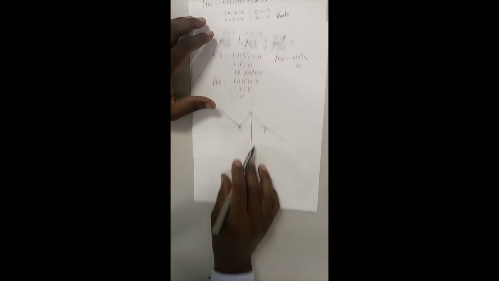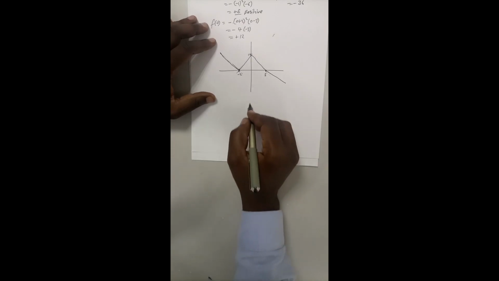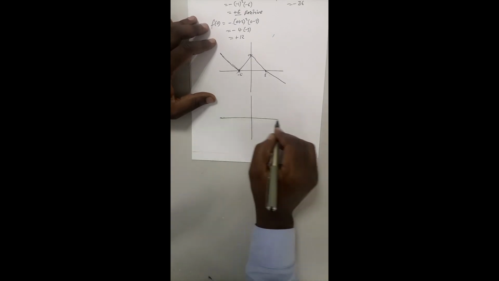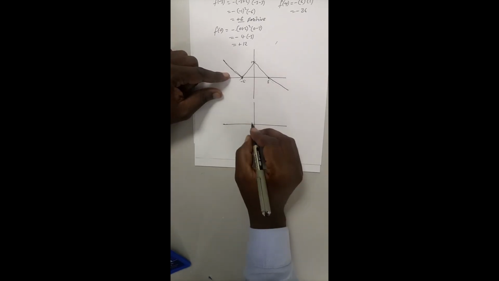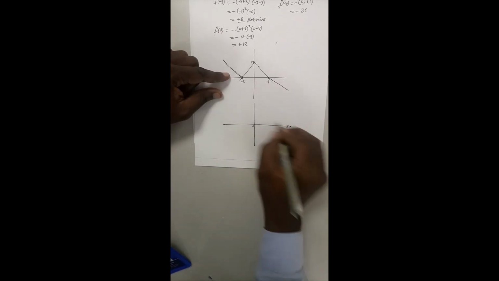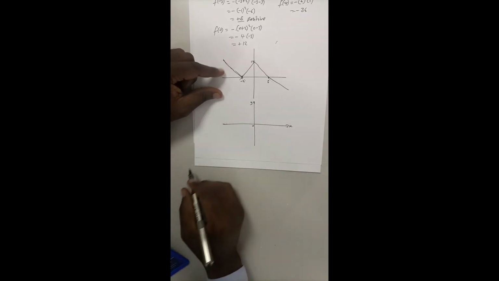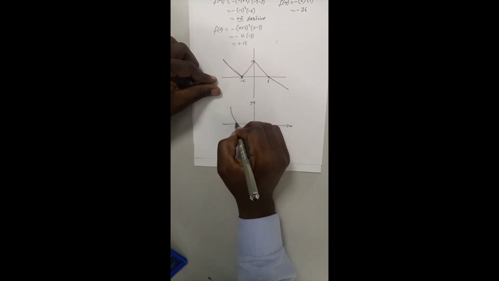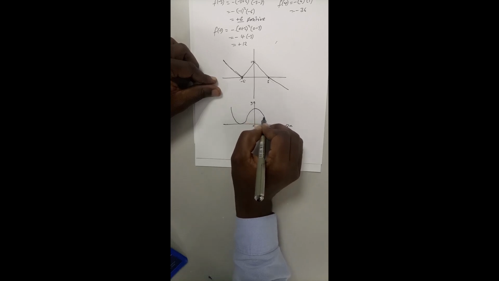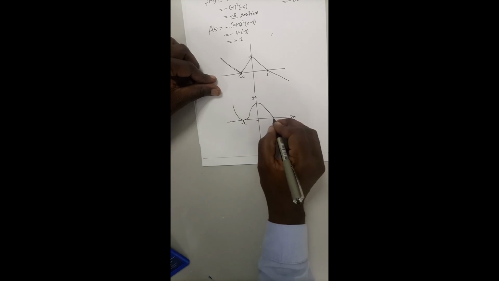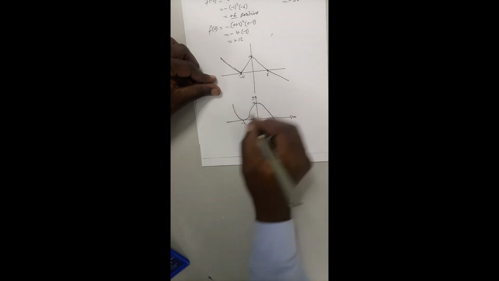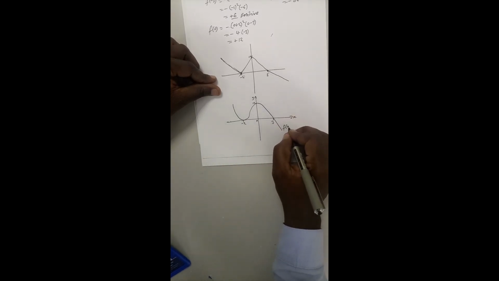So now when you do the actual sketch, because the graph is smooth, it's not made of straight lines, you should have this shape where this is the negative 2 and this is your 3 and this is your 12. And this is your function f of x.